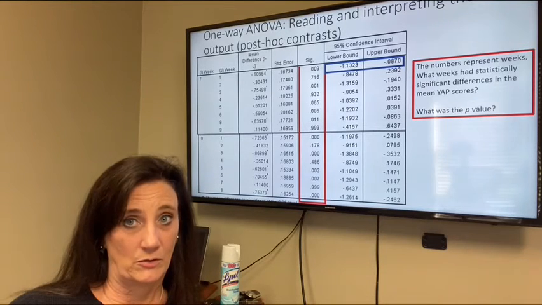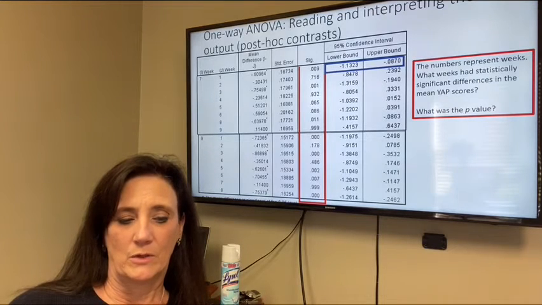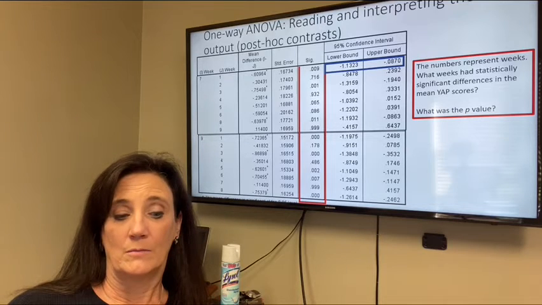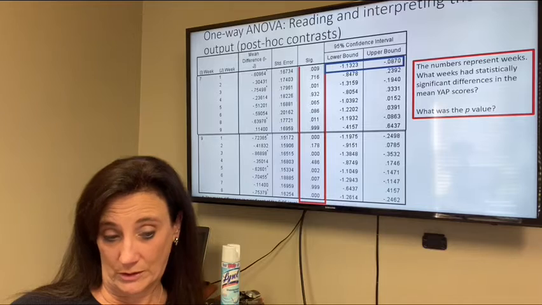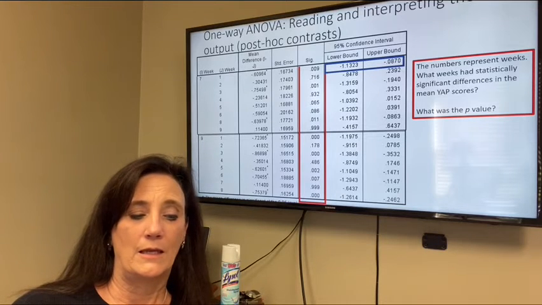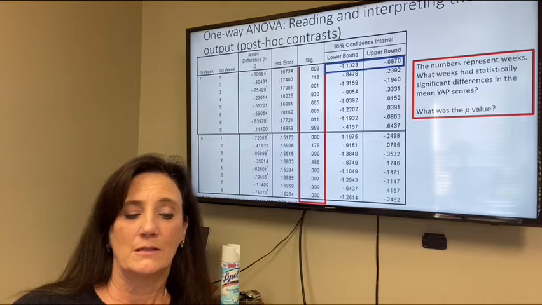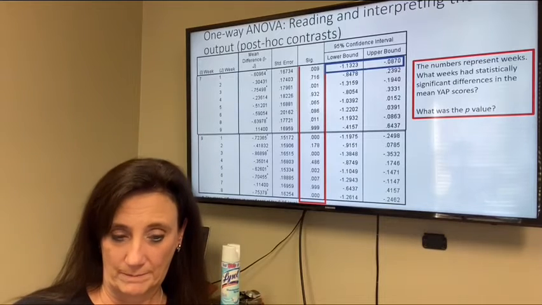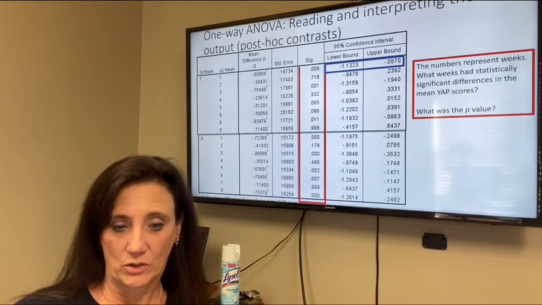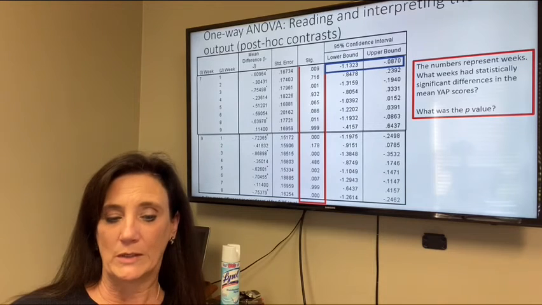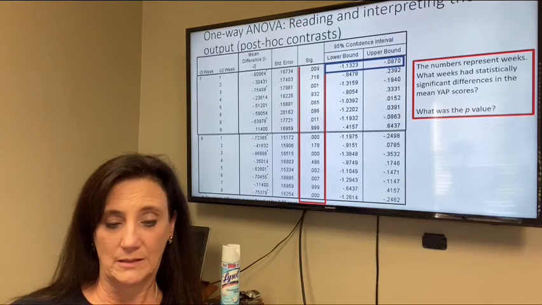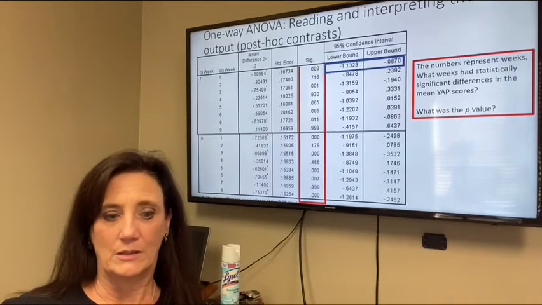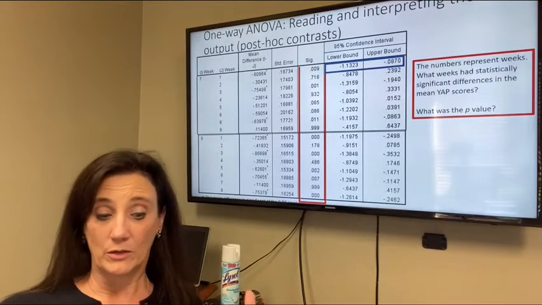P equals 0.009. Week 7 was statistically significantly different from week 3. P is equal to 0.001. And week 7 is statistically significantly different from week 8. P equals 0.011. So that answers the questions of which weeks had statistically significant different scores from week 7, and what was the p-value.